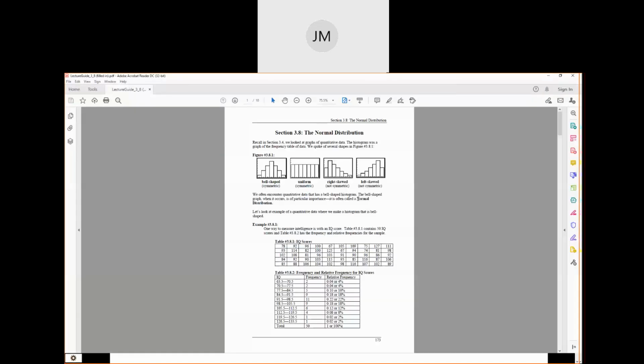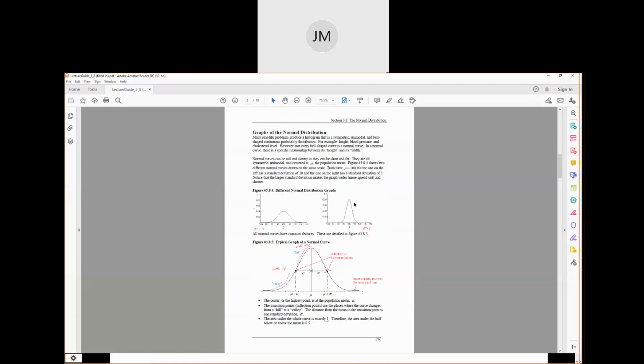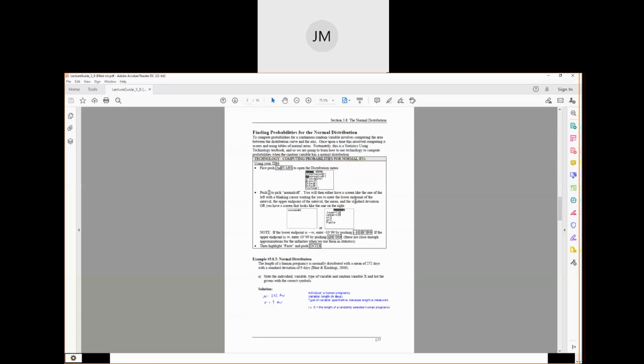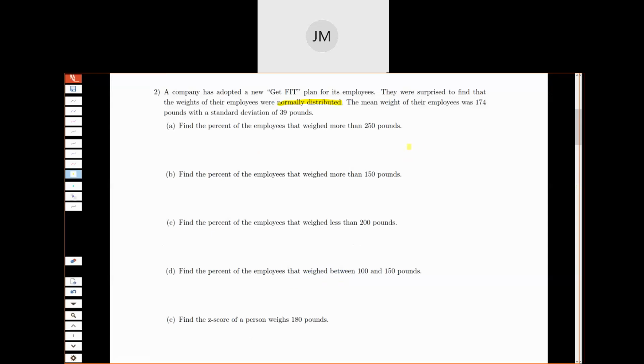So our 3.8 notes were about the normal distribution. One of the things that we did there was using our calculator to compute these probabilities, using this normal CDF function on our calculator. So that's what we're going to do here. We're just going to practice going through some of these, finding these probabilities.